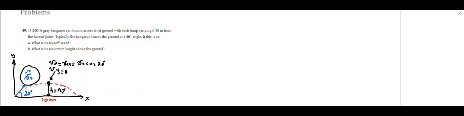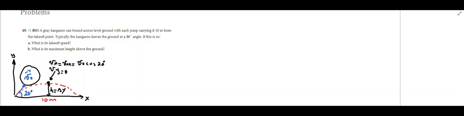So basically, we have a problem of kinematics in two dimensions, as I mentioned. So it's a problem similar to a projectile problem, right? We know the range, which is 10 meters, and we know the angle of the initial velocity because the kangaroo will be leaving the ground at a 20-degree angle.